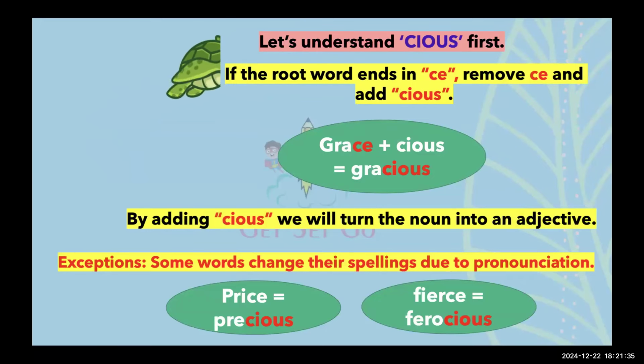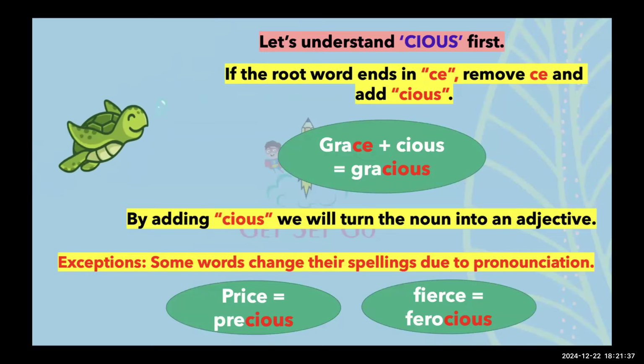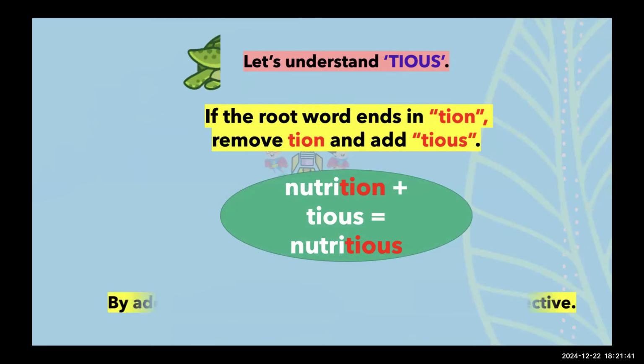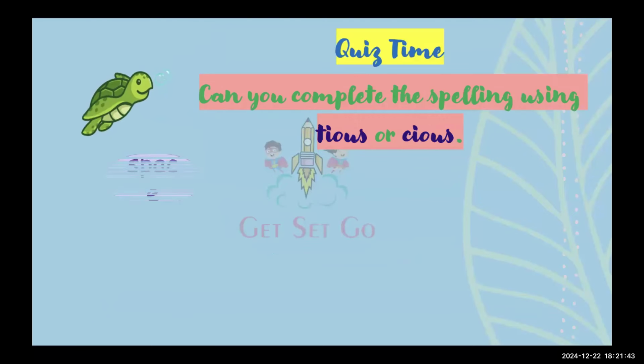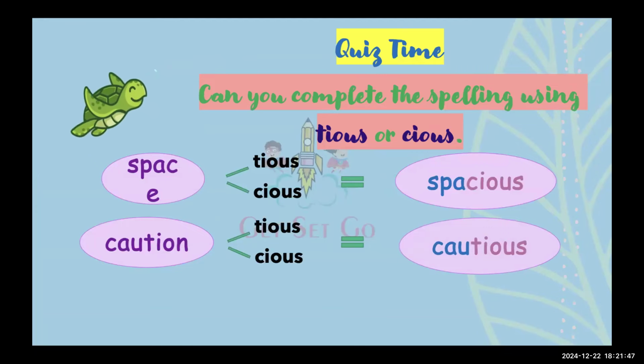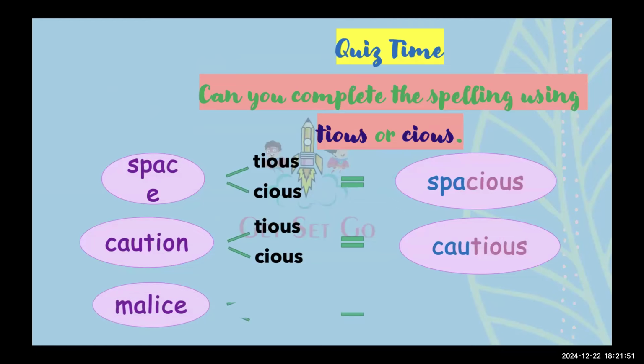So root word explanations. This is the explanation page. Anywhere if you want me to stop and you want to see any of the rules, just let me know in the chat box. Can you complete the specific spelling? So this is how, after the explanation, they have to think about what is going to be the correct spelling. Okay.